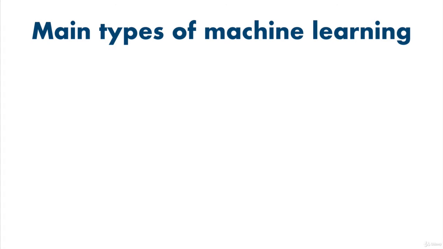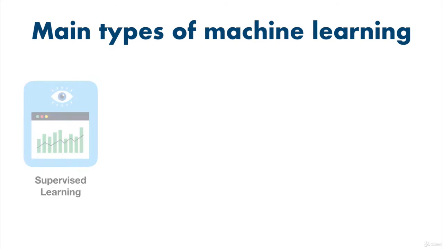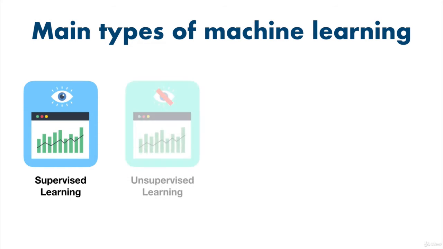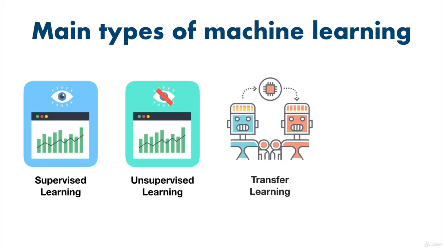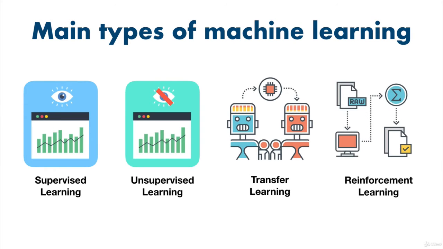Now comes the first step in identifying the problem we're trying to solve as a machine learning problem. We can do this by matching our problem, the one we're working on, it might be a business problem or some other kind of problem, to the main types of machine learning problem. These are supervised learning, unsupervised learning, transfer learning, and reinforcement learning. We're going to be focused on supervised learning, unsupervised learning, and transfer learning.